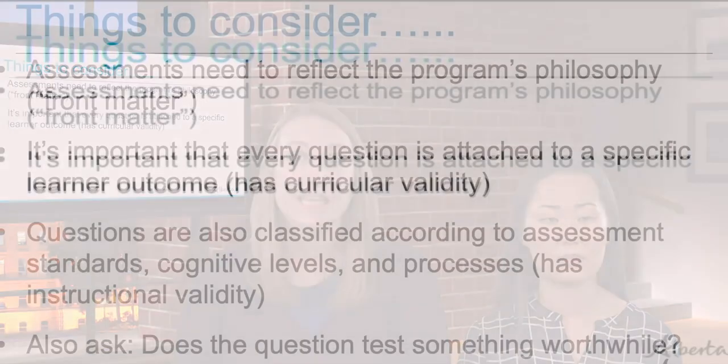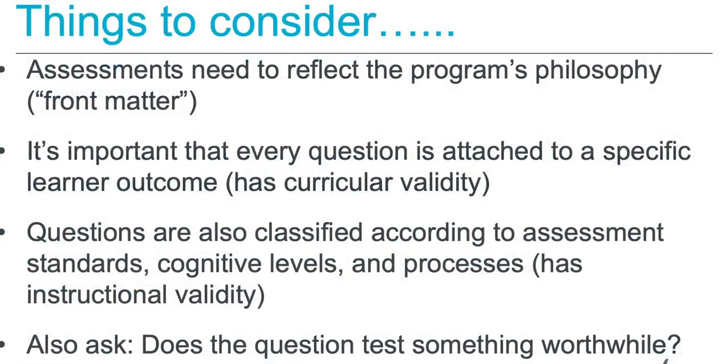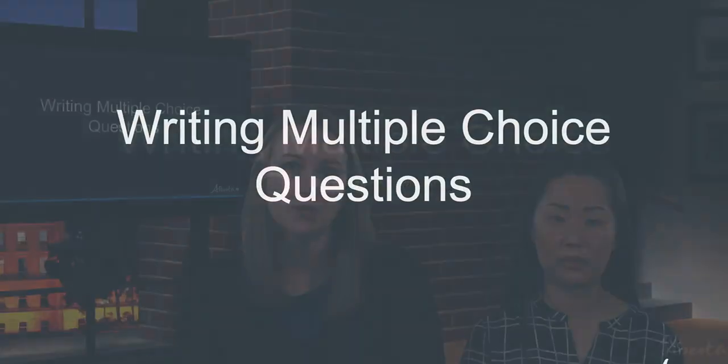To summarize, when creating effective items, you must consider the philosophy of the program, the item's curricular validity, the outcome you wish to assess, the intended mathematical processes associated with that outcome, and the standard and cognitive level of the item content. In addition, don't forget to ask yourself, does the item assess something worthwhile? Once you've considered all of the factors, you're ready to proceed with item creation. Let's start with tips for creating multiple choice items.